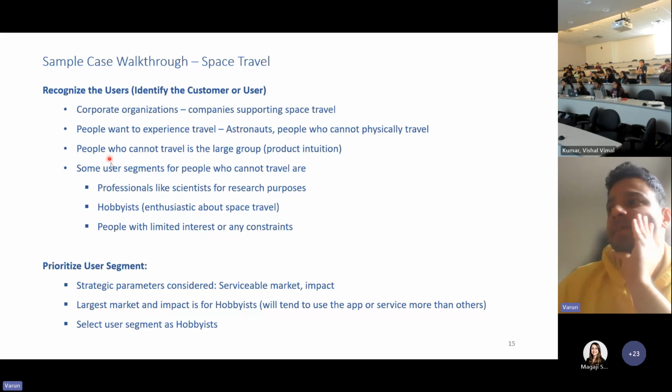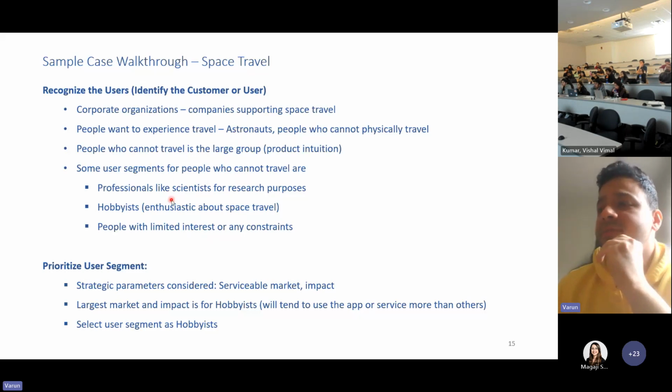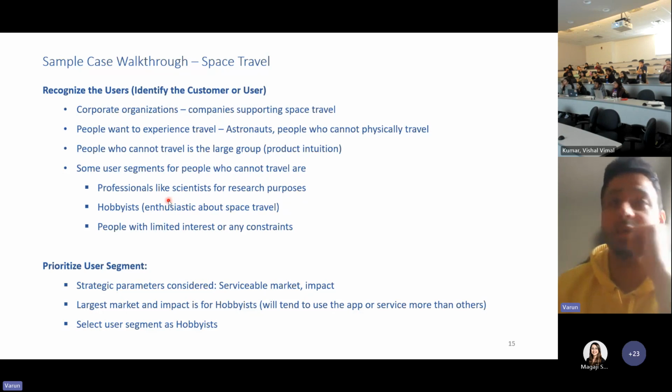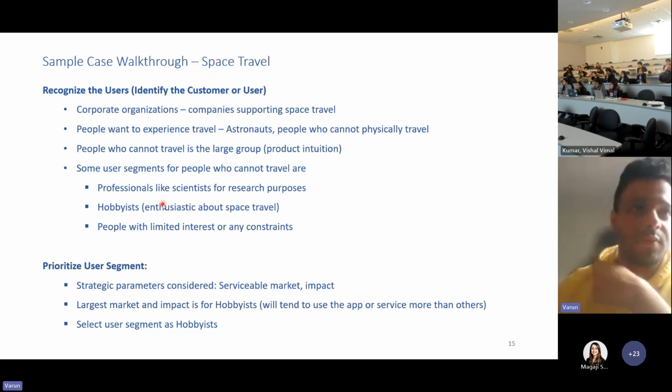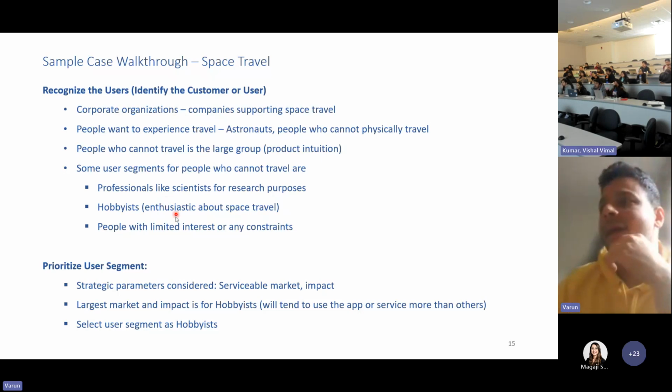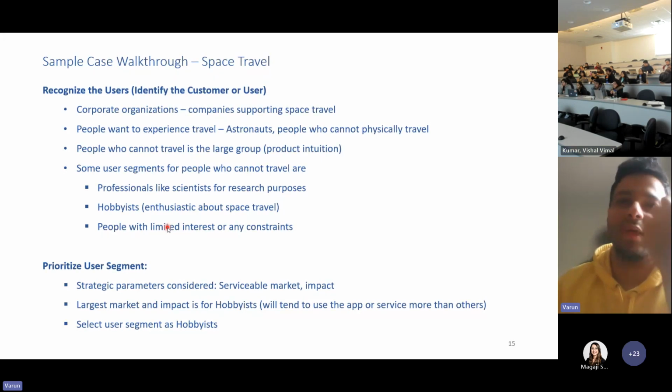And then I just created some segments, right? People who cannot travel. They may be anybody like scientists, researchers who want to research stuff, understand how things work. It is somebody like a hobbyist, like me, enthusiastic about space travel, what lies out there. And somebody who's not really interested, and they'll be like, okay, if it is there, I'll experience it.